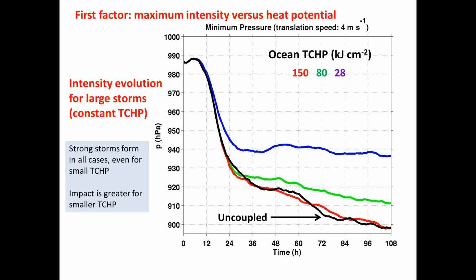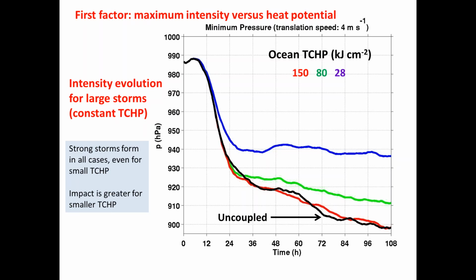Okay, the first factor, the maximum intensity versus heat potential values. By keeping the ocean constant, even though the ocean's moving under the storm, the heat content has not changed on the storm at all. And we see how the storm intensifies in the forecast here. What we find is that for the three different heat potentials, the intensity reached by the storm is sensitive to the heat potential. But it's also important to notice that even with the low heat potential of 28 kilojoules per centimeter squared, we still get a strong storm, 940 millibar central pressure.